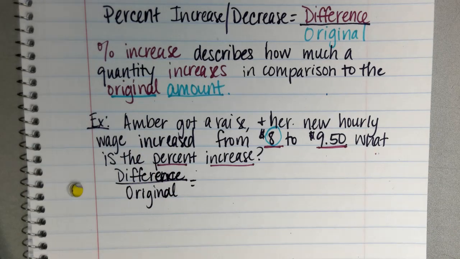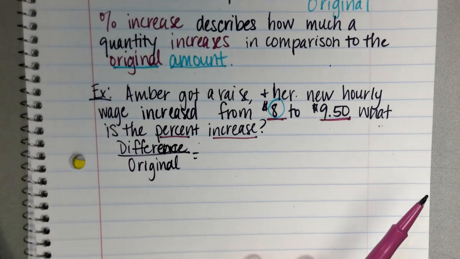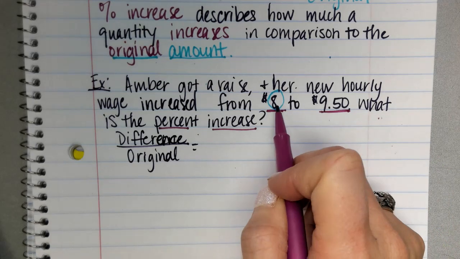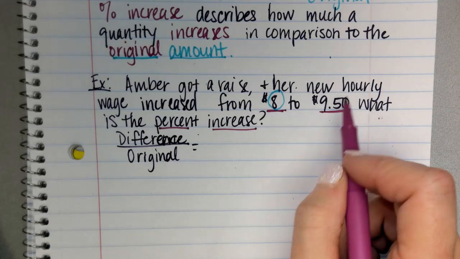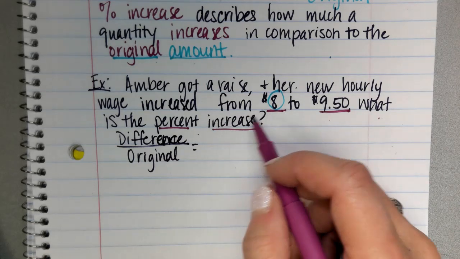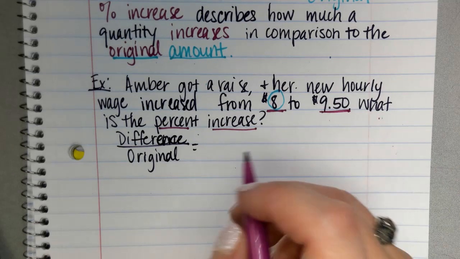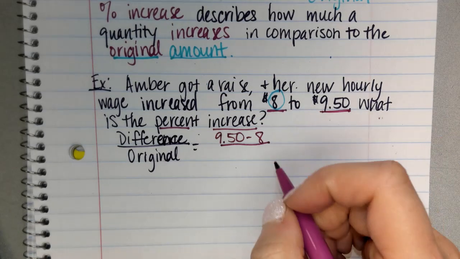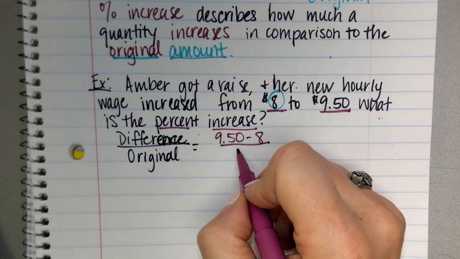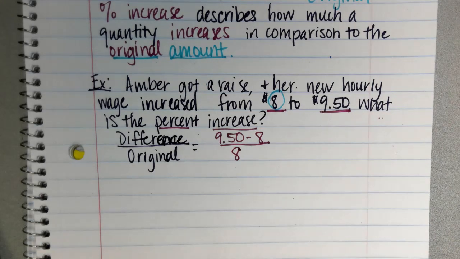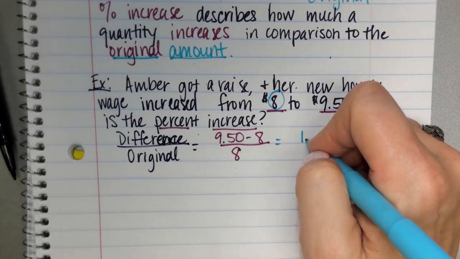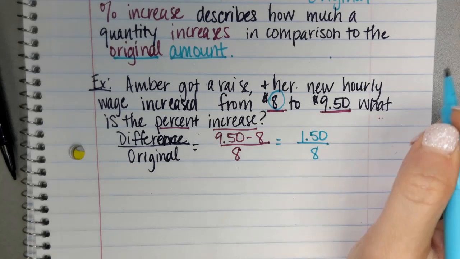So let's plug those numbers in. When we say difference, that should be a keyword for which operation? Not addition, but subtraction. So we have to take the difference between the old and the new, or these two numbers anyways. It could go down in a little bit when we do decrease, but you take the higher one and subtract the lower one. So we're going to say 9.50 minus 8 over the original. The original was 8. So just going to simplify this a little bit. 9.50 minus 8 leaves us with 1.50, and we still have just 8 on the bottom.